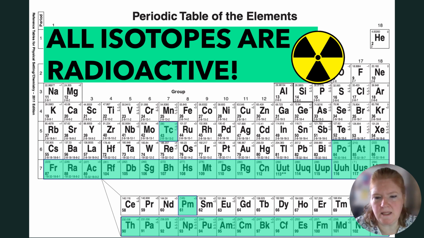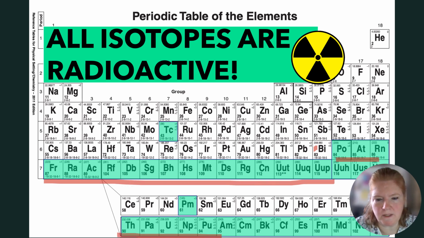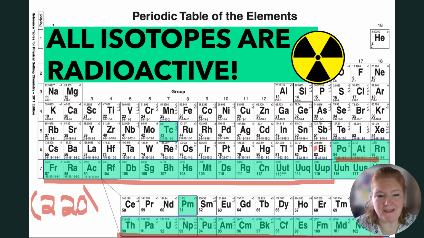So here you can see there's 83, right? So greater than 83, all of them. So all of these, and all of these down here, they're all unstable. How can I tell? Because the atomic mass is written in parentheses. That means it's kind of a guess, but I can't really figure it out because all of them are unstable. They're all breaking down, okay?